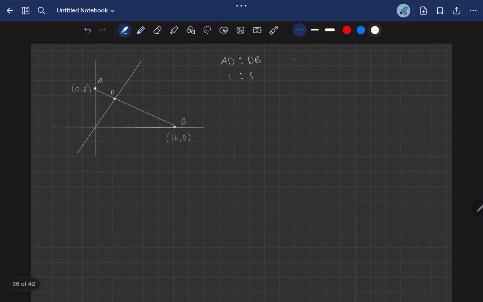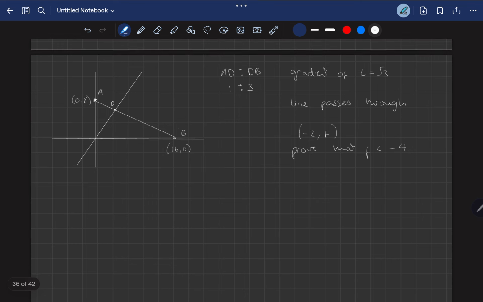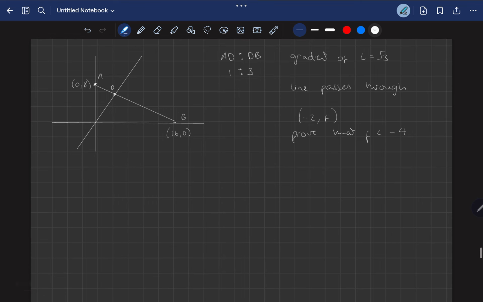The gradient of L is root 3. Line L passes through (-2, f). Prove that f is less than -4. Okay, let's get to it.